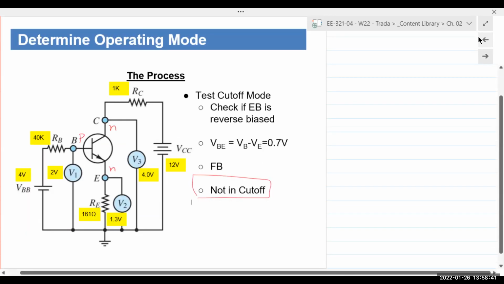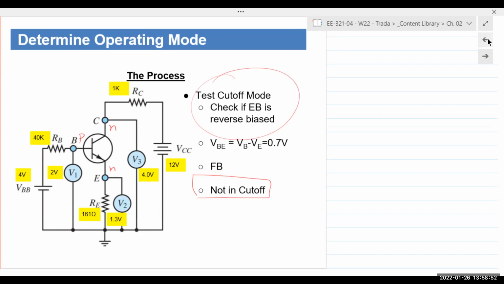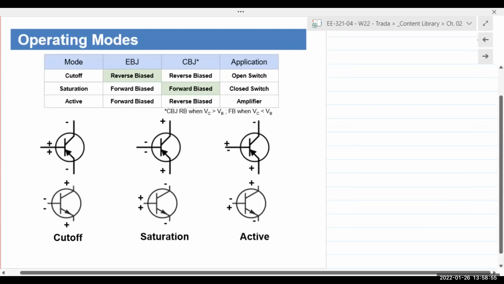So the first step we did was we tested cutoff mode. We looked at the emitter base junction. So it's not reverse bias. Let's go back to the table right here. We first check the emitter base junction. If it's reverse bias, then right away we can say it's cutoff, right? But if the emitter base junction is forward bias, then we have 2 choices, this or this, right? So then we checked.